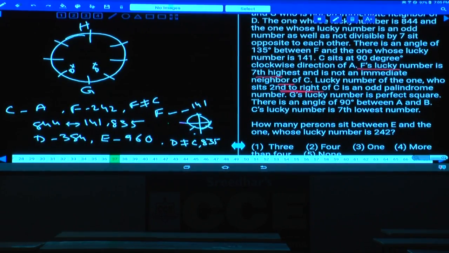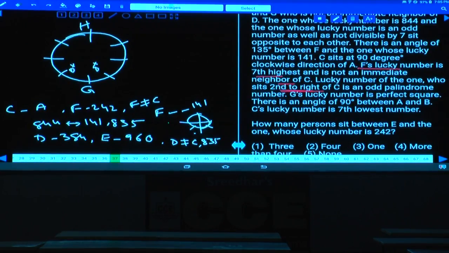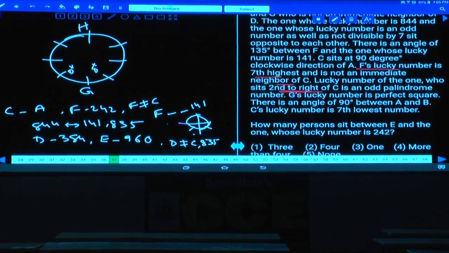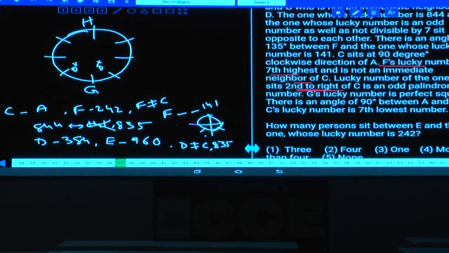What do you mean by this palindrome? Palindrome means if you read from left to right or right to left, the value doesn't change. Madam, Malayalam, all these words are palindromes. Here, among these numbers, what is a palindrome? 141 is a palindrome. As 141 is a palindrome, 844 and 141 cannot be opposite to each other.